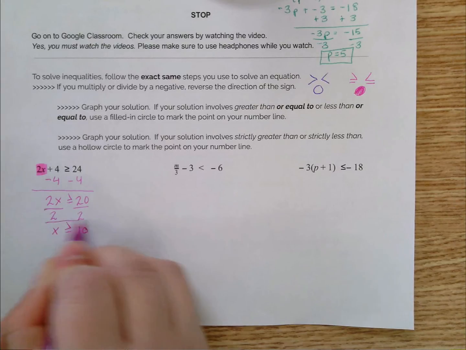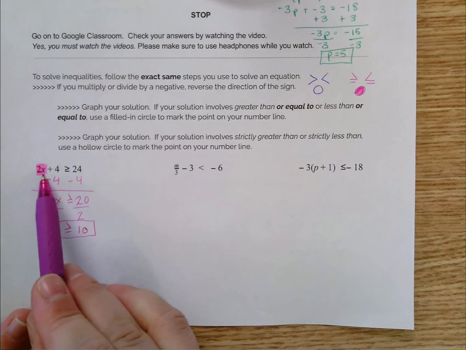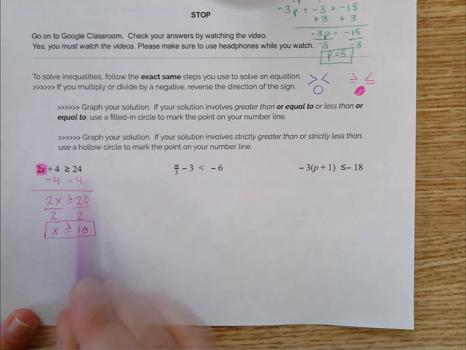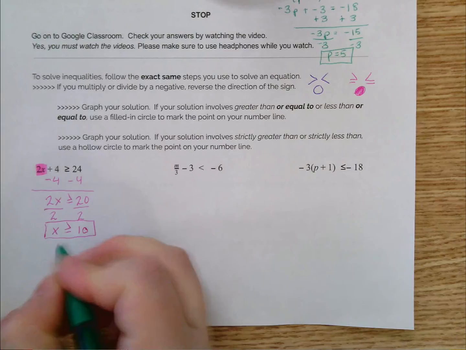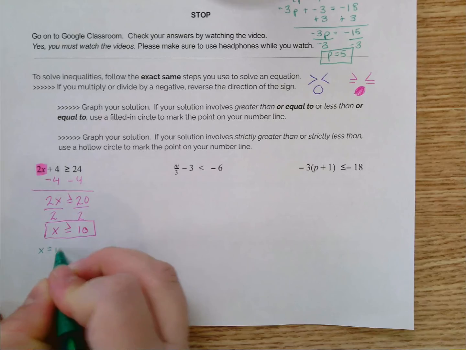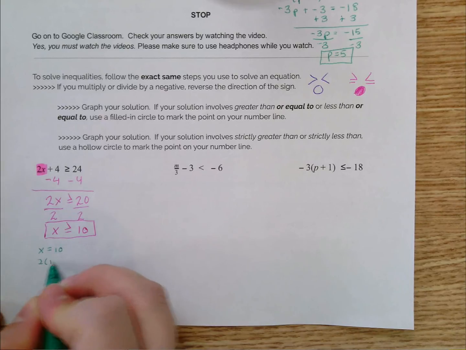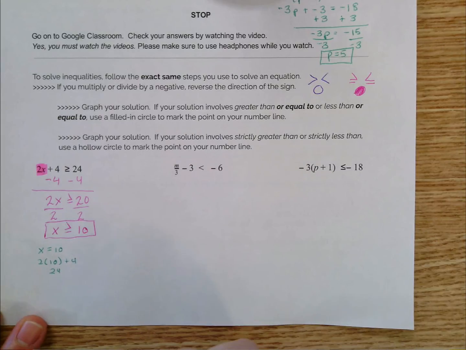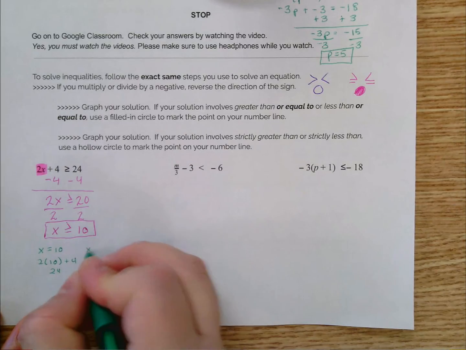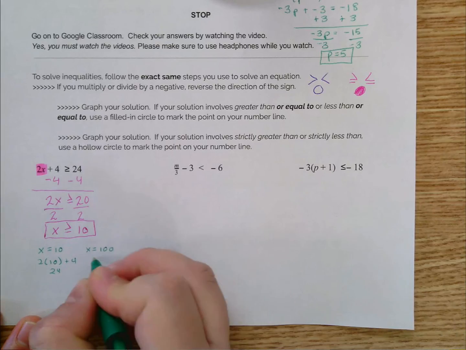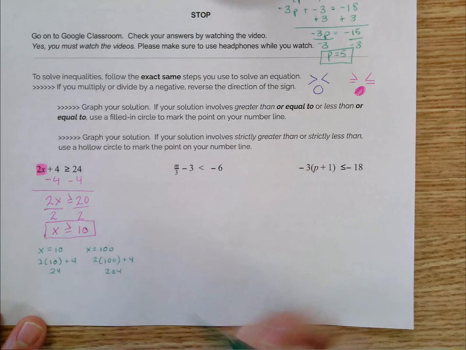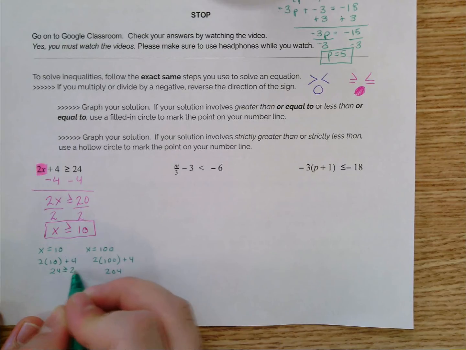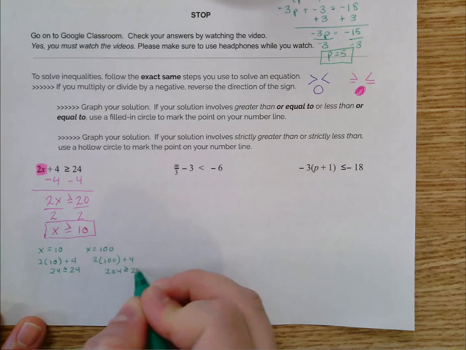And there's my solution. What I'm saying is that if I pick any x value that's 10 or bigger, this statement will be true. Let's check a couple just so you understand. If I pick x equals 10, the left-hand side becomes 2 times 10, which is 20, plus 4, which is 24. If I take 100, a number bigger than 10, 2 times 100 is 200, plus 4 is 204. 24 is greater than or equal to 24. 204 is greater than or equal to 24.